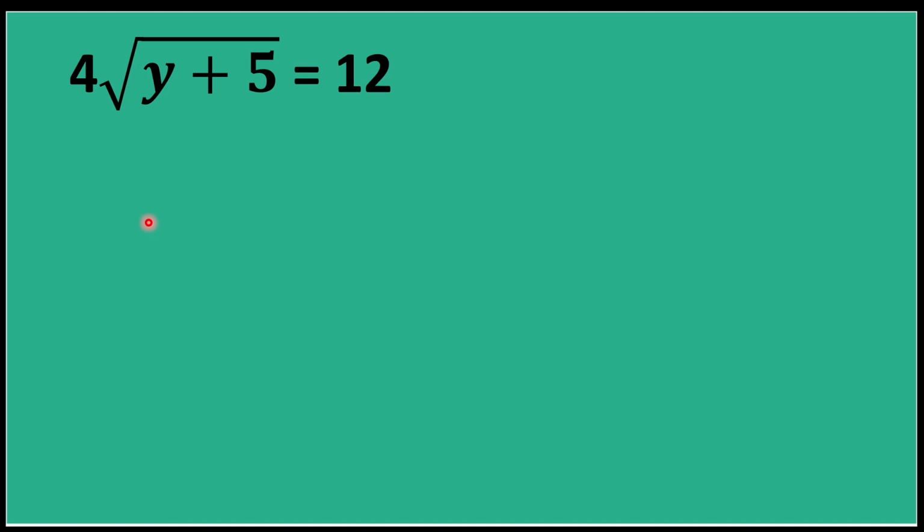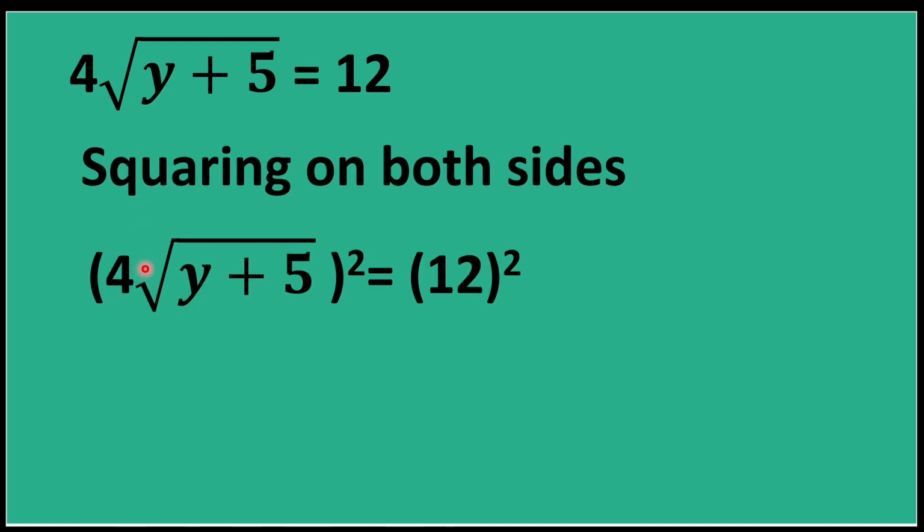And now again we will take square on both sides of this equation to eliminate the square root. So let's take square on both sides. After taking squares on both sides, this 4 will become 16, because 4 times 4 equal to 16, that is square of 4 equal to 16, and this square will cancel this square root. So overall this equation will become 16 into y plus 5, and 12 into 12 equal to 144. So the equation will become 16 into y plus 5 equal to 144.